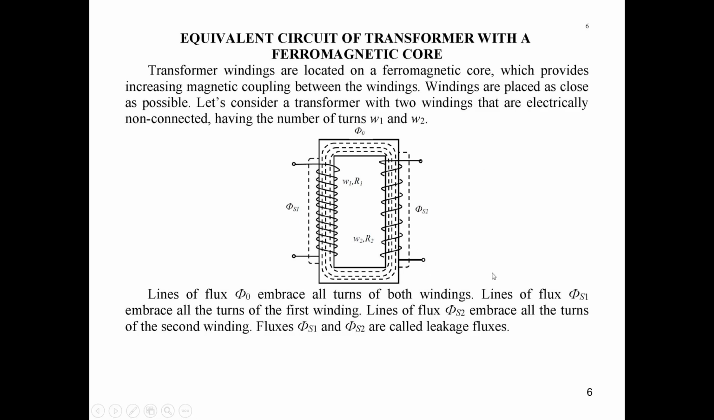Here we have windings of primary and secondary circuits located as close to each other as possible, and these windings are electrically non-connected. They are not connected just galvanically. They are connected via this core, and let's assign the number of turns of the primary winding equal to W1 and of the secondary winding equal to W2.